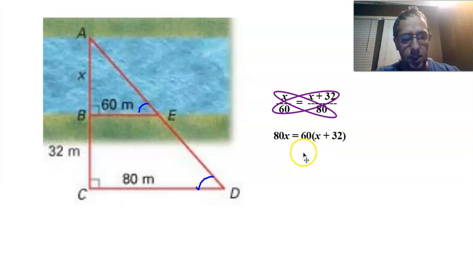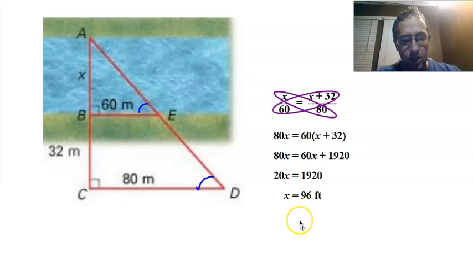You're going to distribute that 60 in first. So you have 80x equals 60x plus 1920. Subtract the 60x so you get all your x's on the same side of the equal sign. And then divide by 20. And so here this river is 96 feet wide. All right. And so here are just 4 different ways of doing indirect measurement, different ways of measuring things that you can't actually measure directly because the river is too fast, you can't swim across it with a tape measure.